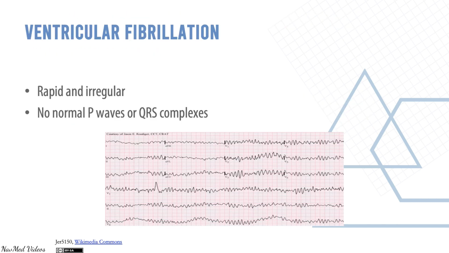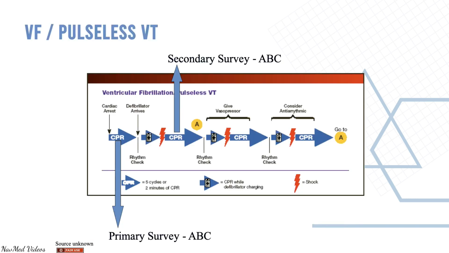Okay, so this is ventricular fibrillation. Waves are rapid and irregular, and as you can see, there are no P waves or QRS complexes. It's very, very easy to identify. Ventricular fibrillation, do not forget. It's also treated like pulseless ventricular tachycardia.